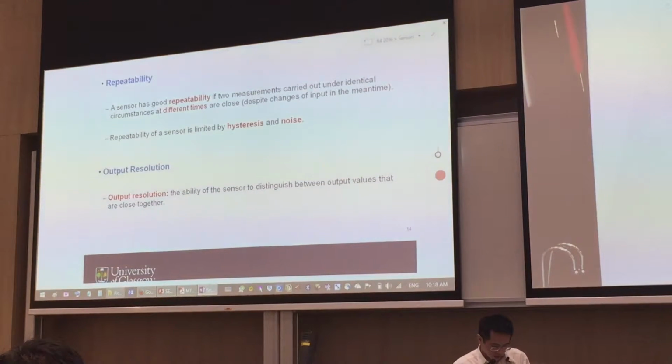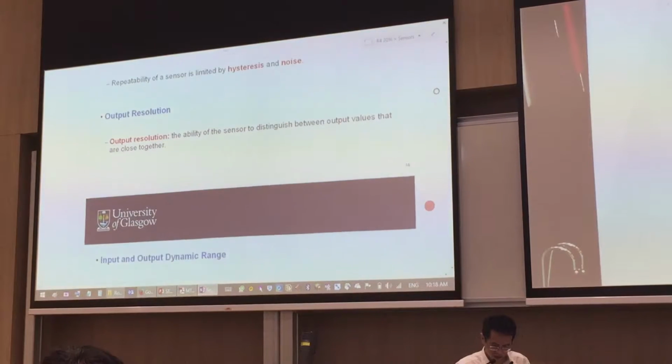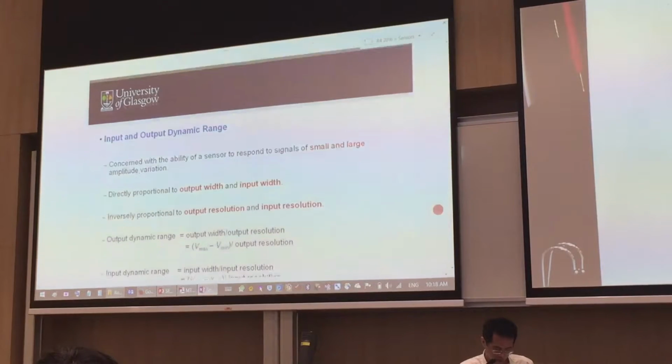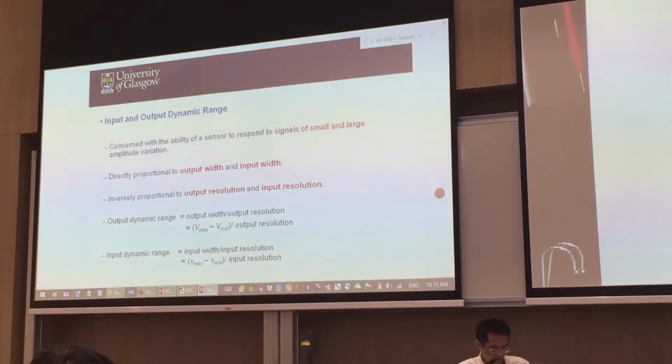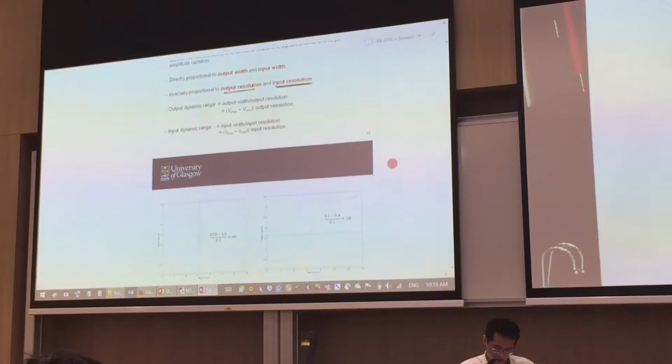So another definition, output resolution, we'll be looking more into this. It is the ability of a sensor to distinguish between output values that are close together. What does that mean? You have two things in this resolution. We'll be looking at the output and input resolution. Actually, if I have the other slides together with this, it's easier to see. So now we have this.